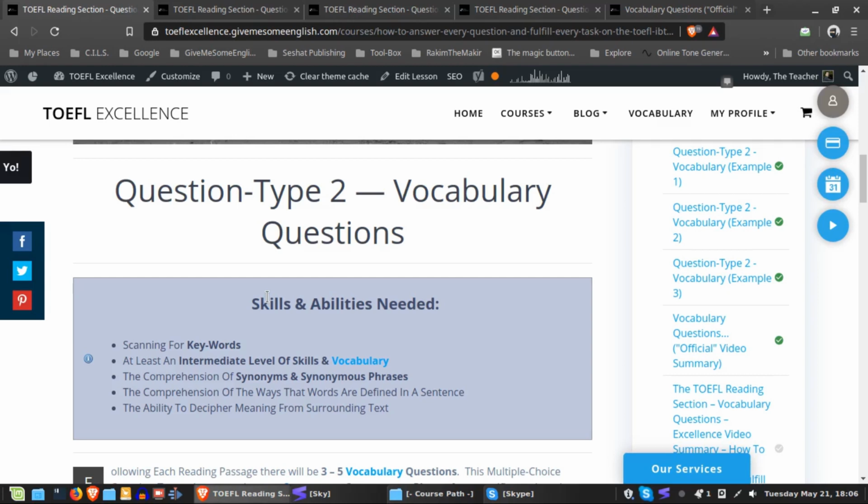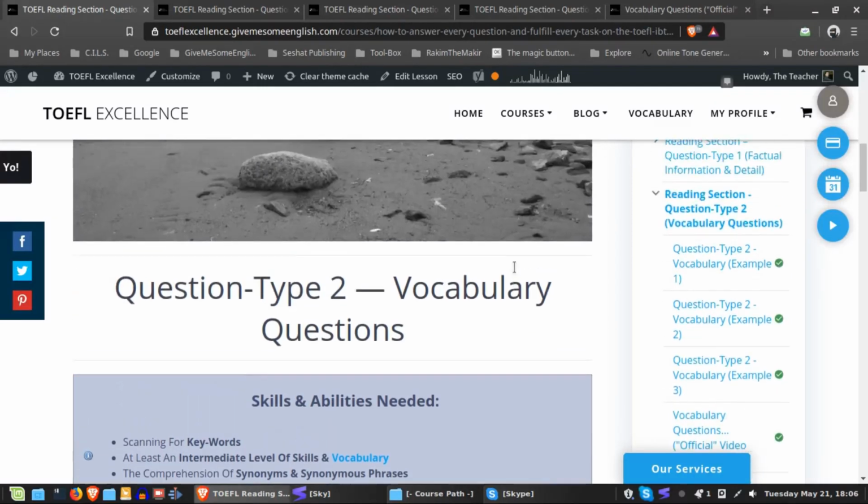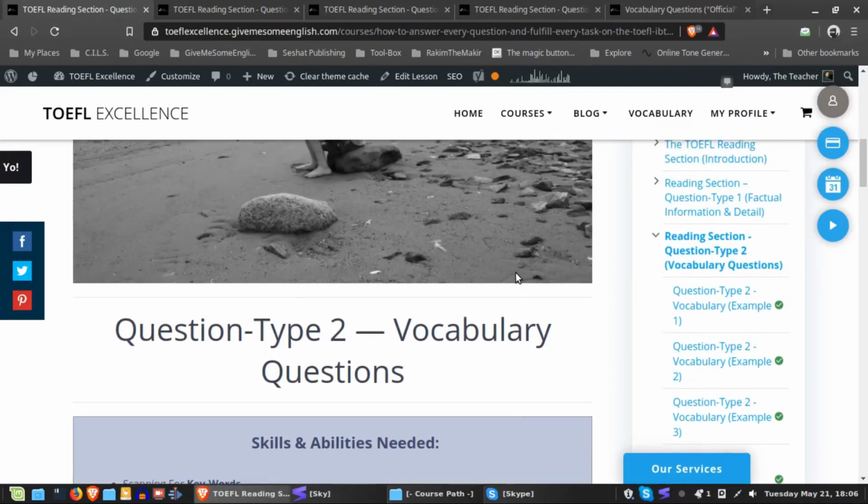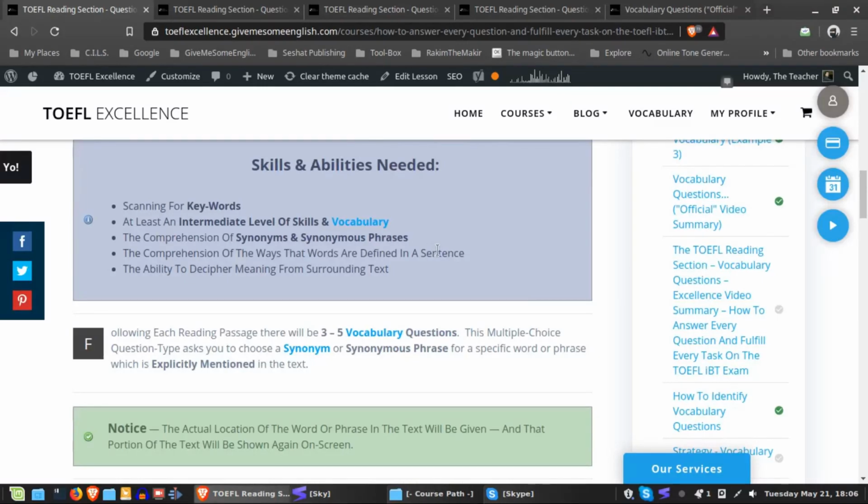Okay, so now we're on to the question type 2, the vocabulary questions. First of all, good job getting through the factual information and detail questions. Now, with this one, obviously the most important thing is that you have at least an intermediate level of vocabulary and, of course, the intermediate level of English skills, like I mentioned in the last video. But vocabulary is good for this one.